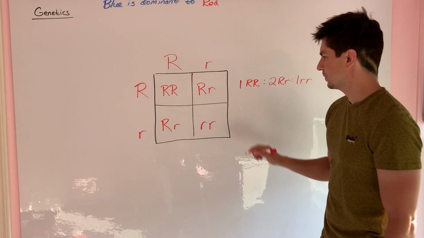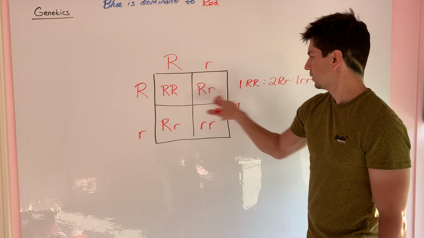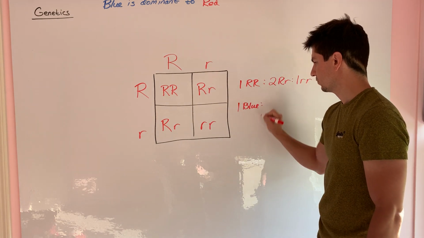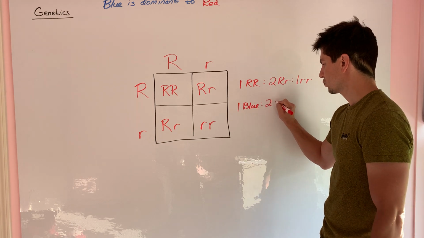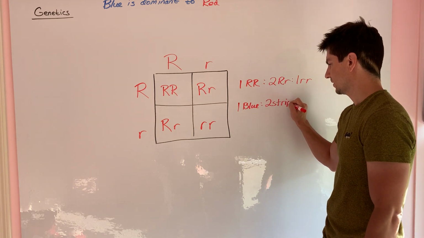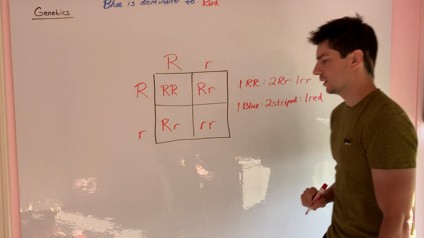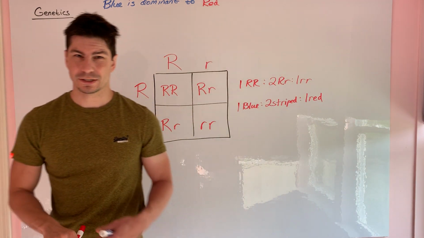If we want to do a phenotypic ratio, the big R would be blue. We have 1 blue. We have 2 striped. I'm just calling them striped instead of saying blue with red stripes. And then we have 1 that is red. That is how we do a Punnett square.